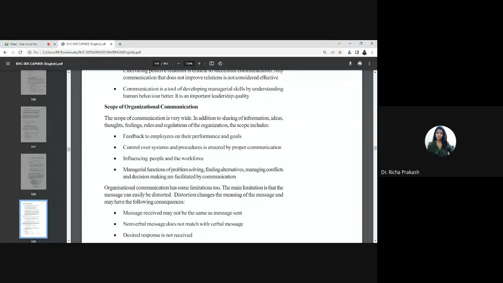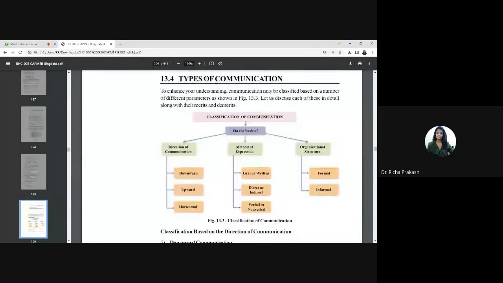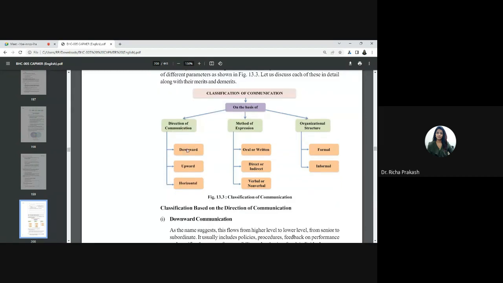Scope of organizational communication, read through on your own. This is very important, again very important. I am saying the whole flow chart. Types of communication, what are the different types of communication? On the basis of direction of communication, downward जाता है, upward जाता है, horizontal जाता है.